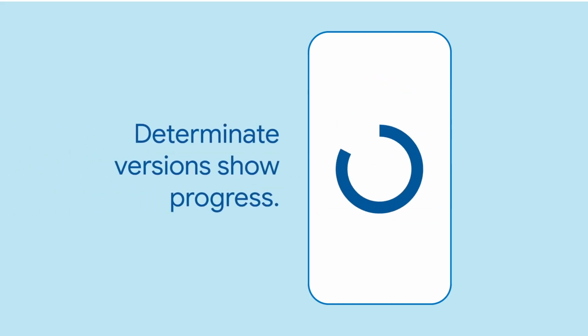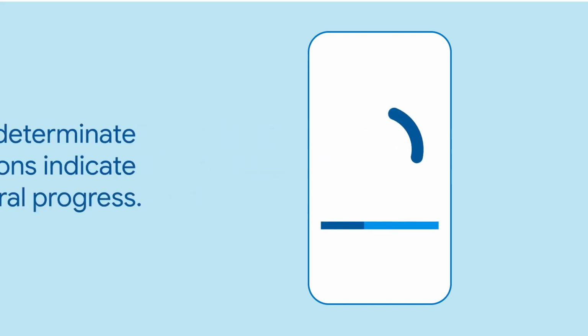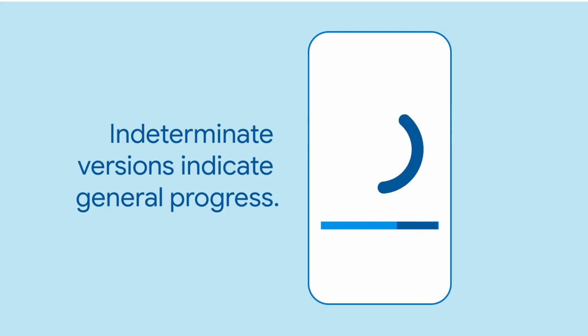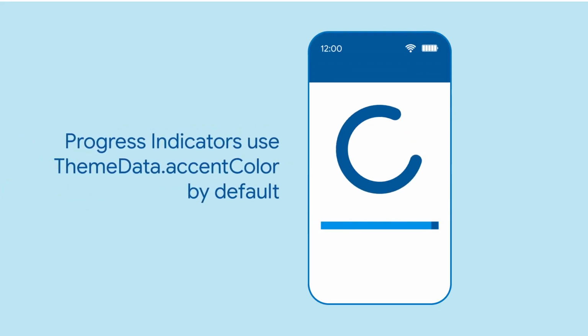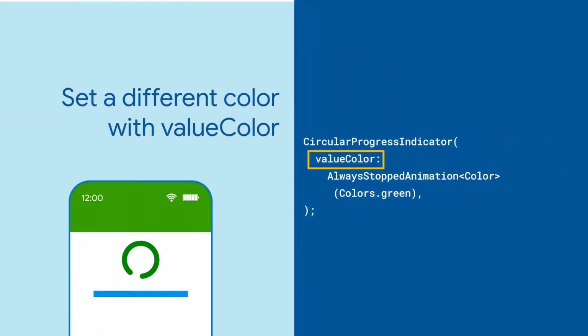Use the determinate version if you want to indicate the actual amount of progress that the app is making on a task. Use the indeterminate version if you just want to show that the app is working on the task without making any promises about the remaining length of time. By default, the progress indicators will use the color from your theme's accent color. You can also set a custom color with the valueColor parameter.